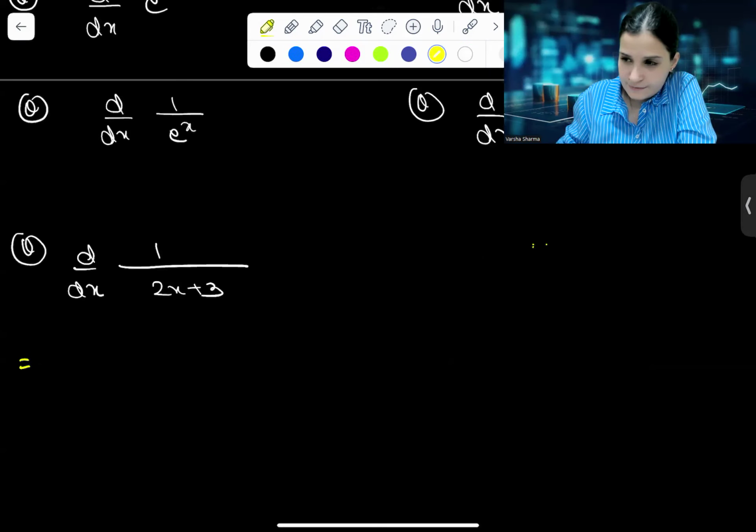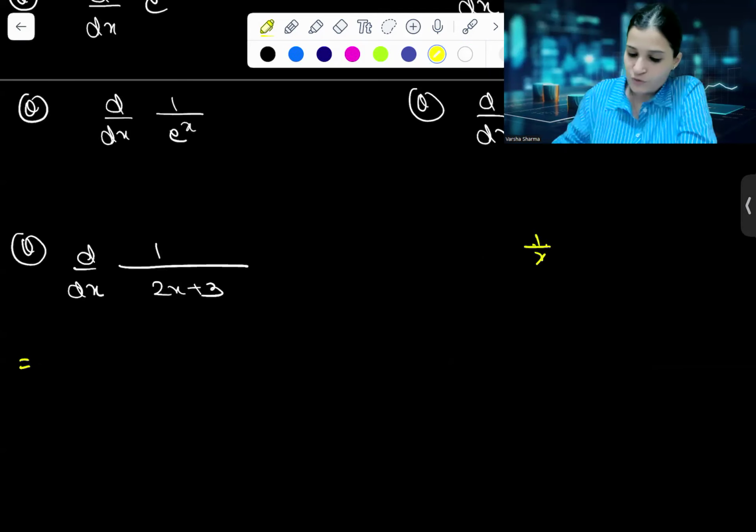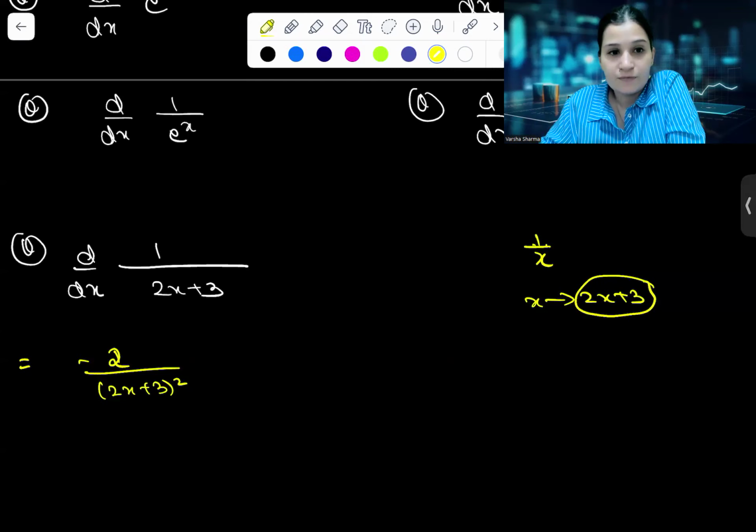We'll treat this as minus 2 by (2x plus 3) the whole square. We'll treat this as 1 upon x, so the derivative of 1 by x is minus 1 upon x square. Instead of x, we have 2x plus 3. Differentiation of 2x plus 3 is 2, which will come in the numerator.